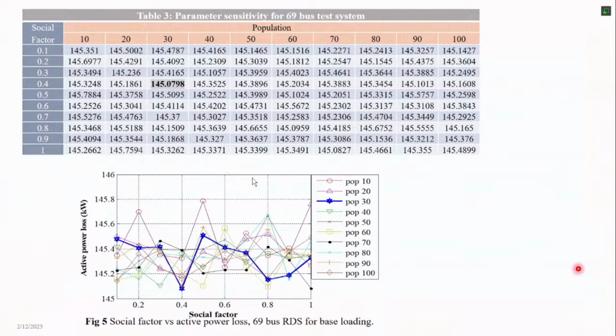For this scenario we achieve the best result when the population is 30 and the social factor is 0.4. This is a graph for the normal base loading. All of this analysis considers the system at 100% loading, and we have considered only constant power load. For constant power load, this assumption is carried out. So this is our best combination, and we have carried out these parametric studies.